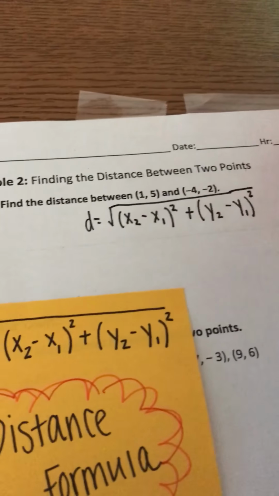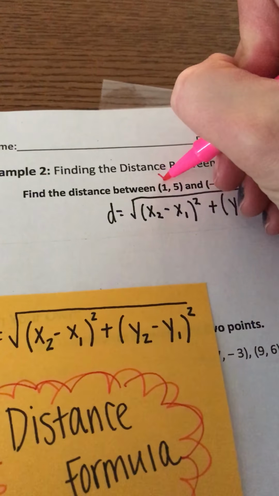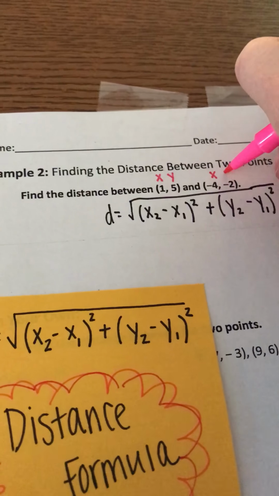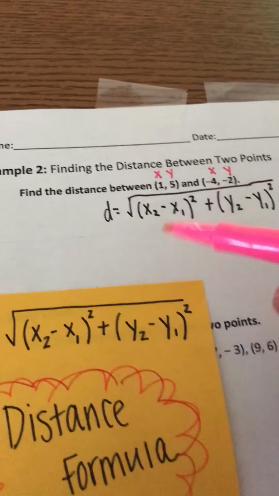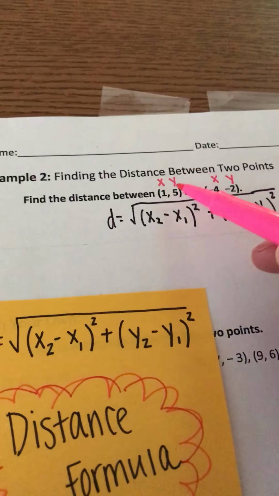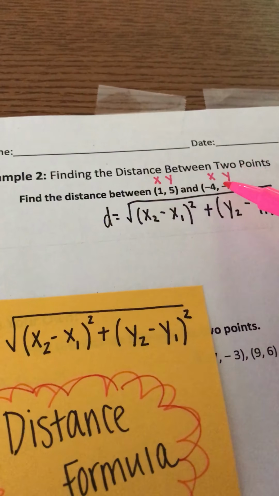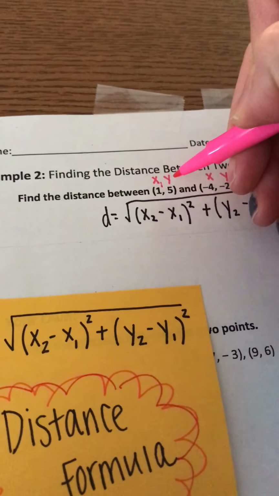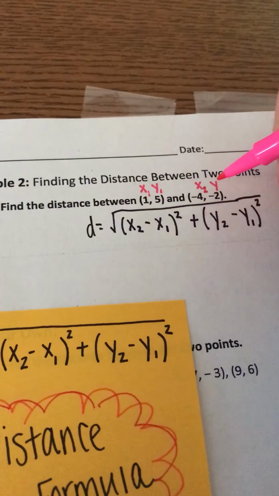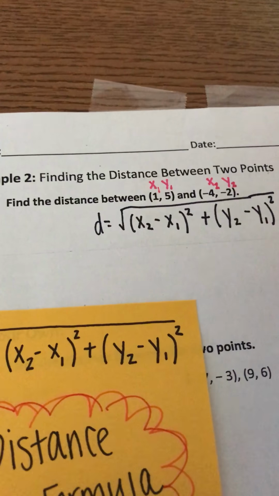We are going to need to know what is x and what is y. So here's x and here's y. Here's x and here's y. And where the 1 and the 2 comes from is just which ordered pair comes first and second. So this is x1 and this is y1 because this is the first one. And this is x2 and this is y2 because that's the second one.